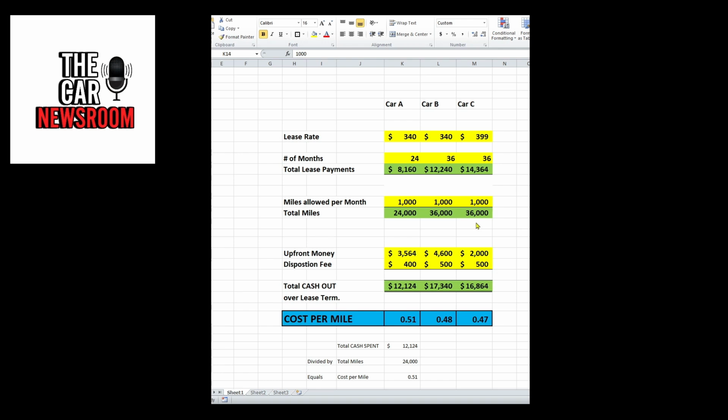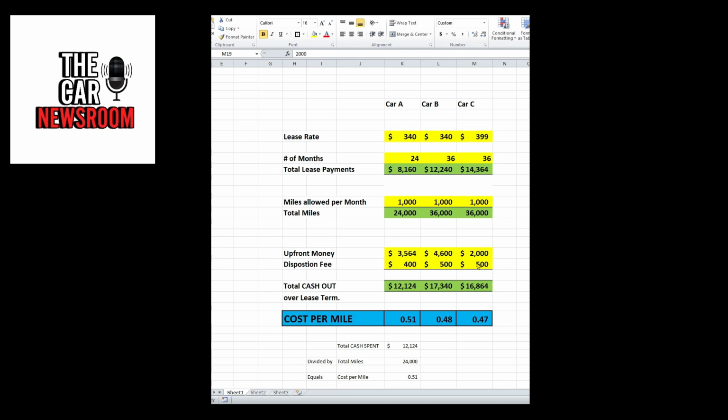Then the other bit of information you need is upfront money. Your upfront money is how much you're going to pay at the beginning of the lease when you sign. It may include a first month's payment, taxes, dock fees, dealership fees, things like that. Just lump all that together and put it on this line here. If you know the disposition fee of the vehicle, go ahead and put that in as well.